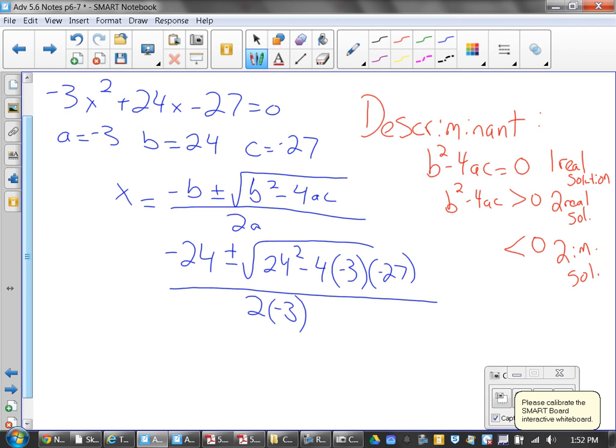You talked about the discriminant in Algebra 1 being two solutions, one solution, or no solution. Well, your Algebra 1 teachers were lying to you. I'm sorry.